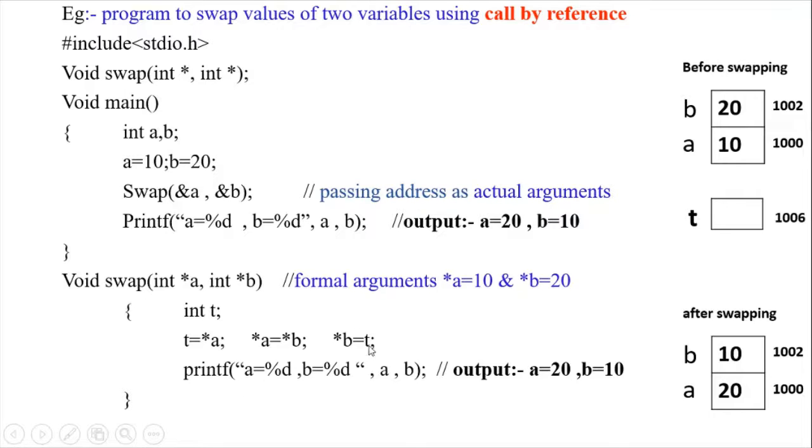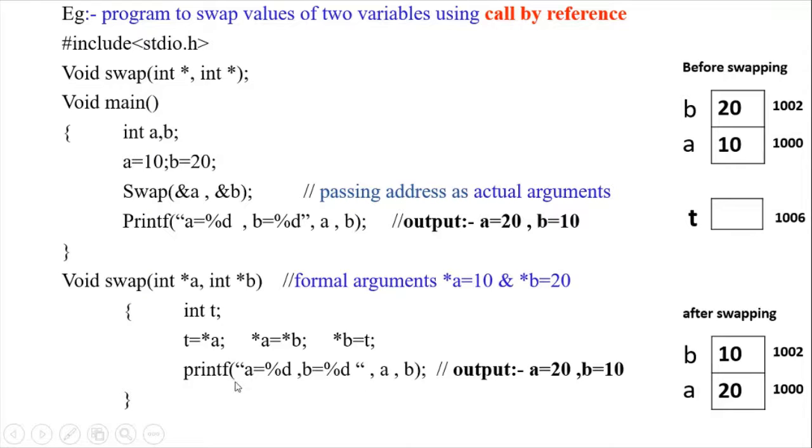Then star b is equal to t. Star b means the content of b, the 1002 location. It will be copied into this from this temporary variable. First of all, this value of a will be copied into this temporary variable, and the value of b will be copied into here. Then after that, from this temporary variable, the value will be copied into this b.